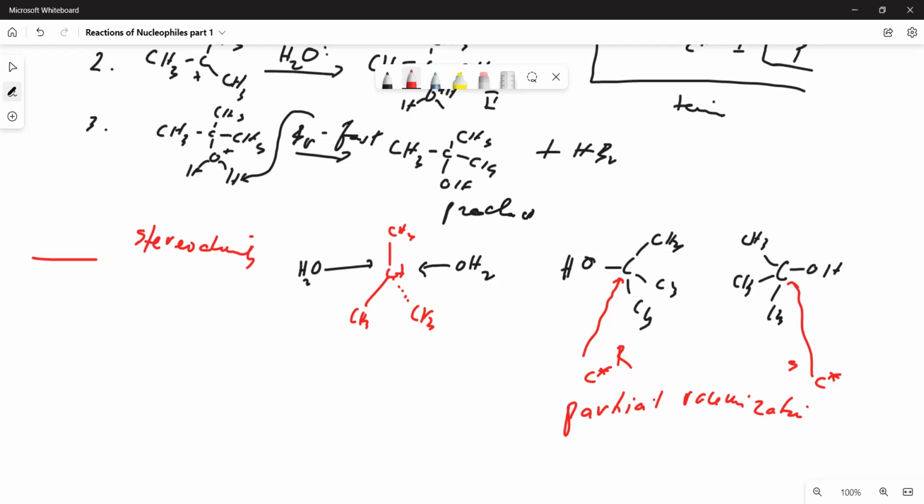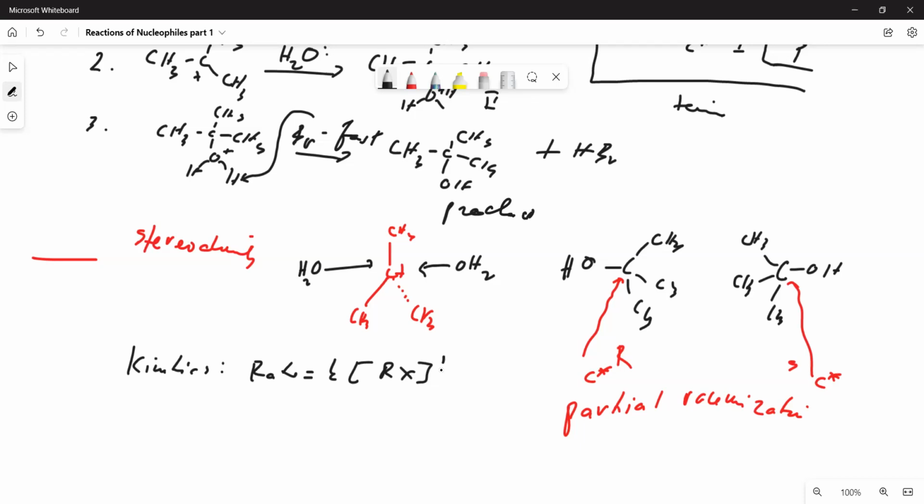Okay. Now, how about the kinetics? What happens to the kinetics of this reaction? Well, the rate of this reaction is dependent only on the alkyl halide. No effect on the nucleophile. That's why it's called monomolecular SN1, because it leads only to the formation of the intermediate, and the intermediate is formed from the alkyl halide. Okay.